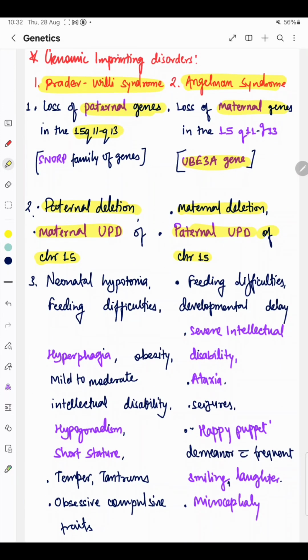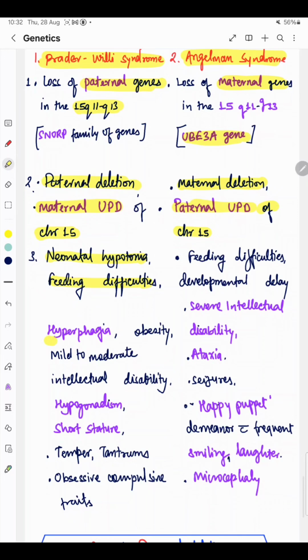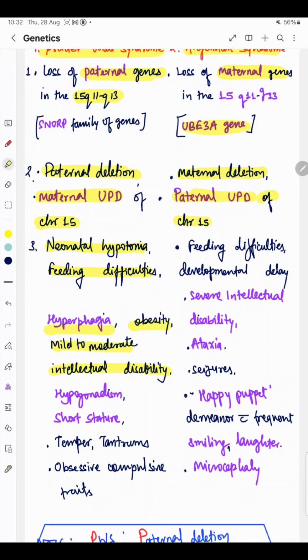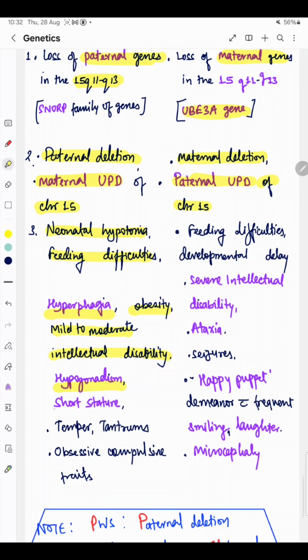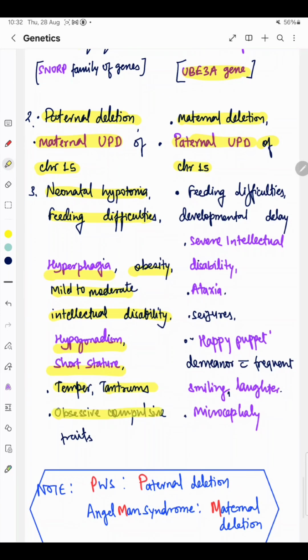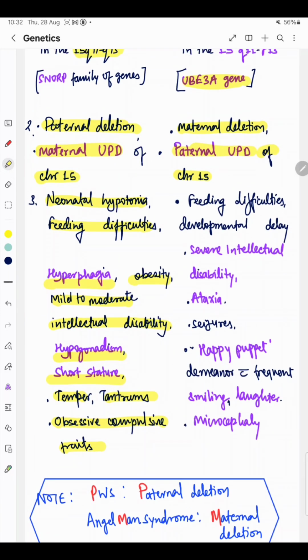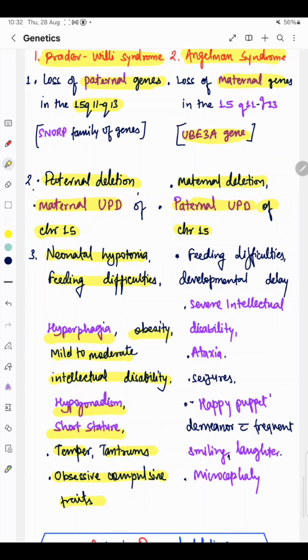In the clinical features, Prader-Willi presents as neonatal hypotonia, feeding difficulties, hyperphagia, obesity, mild to moderate intellectual disability, hypogonadism, short stature, temper tantrums, and obsessive compulsive traits. These are the features of Prader-Willi syndrome.